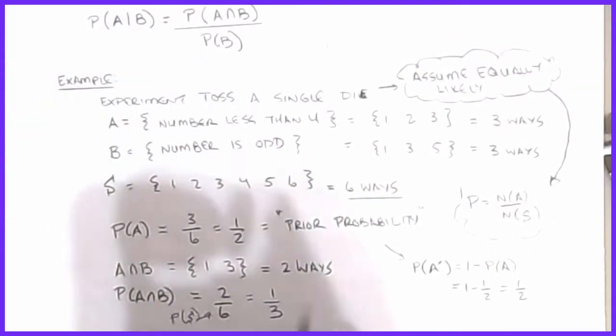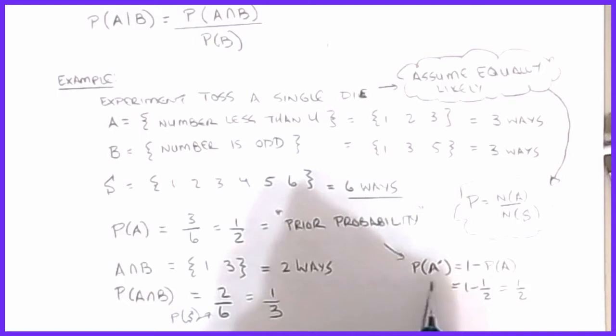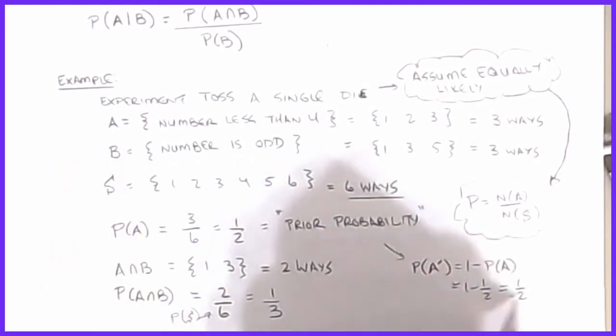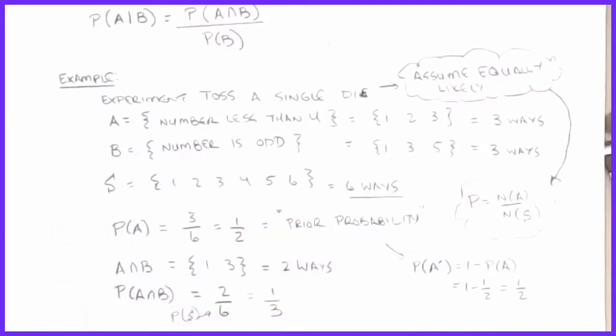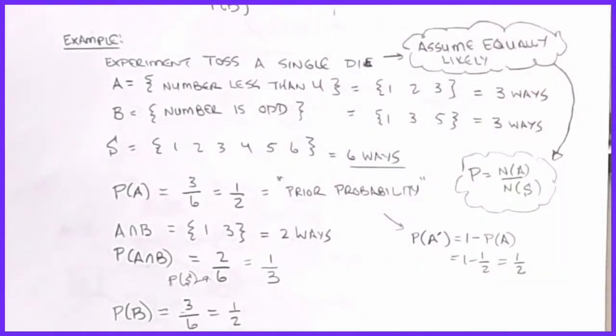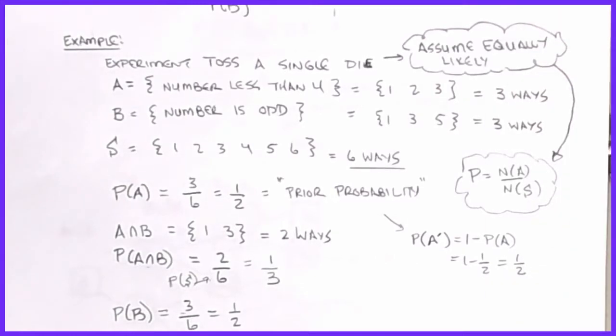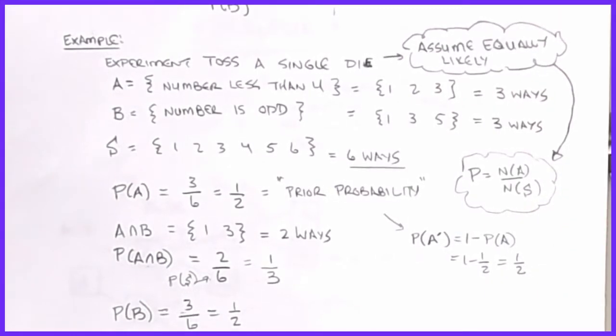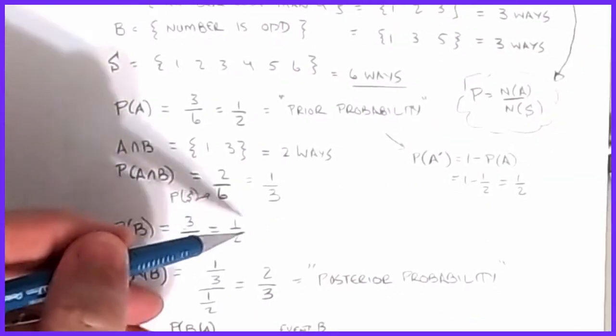Something else to point out is that I can have the probability of the complement of A. That would just be 1 minus the probability of A. So 1 minus a half is still a half. Nothing real surprising there. Again, this is all stuff we covered in the last video. If you're struggling with it, you might want to take a look at some of the older videos to get up to speed. Likewise, the probability of B is 3 events over 6, or 1 over 2.